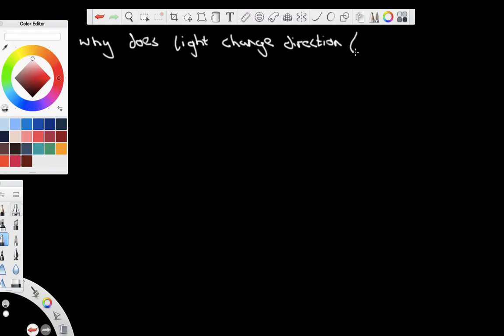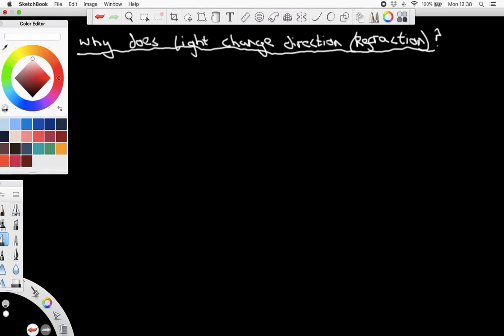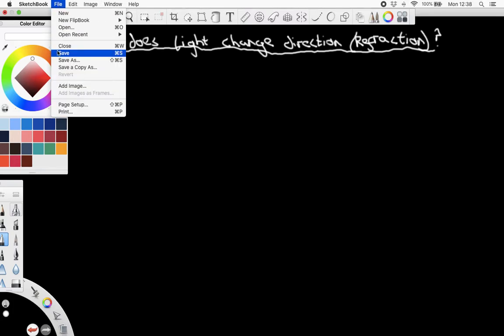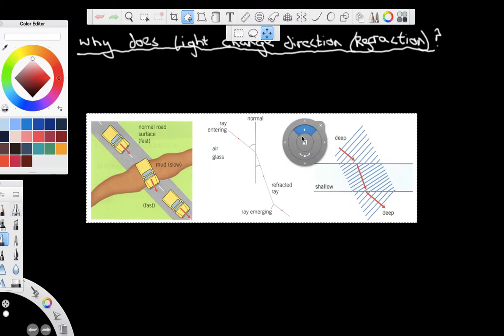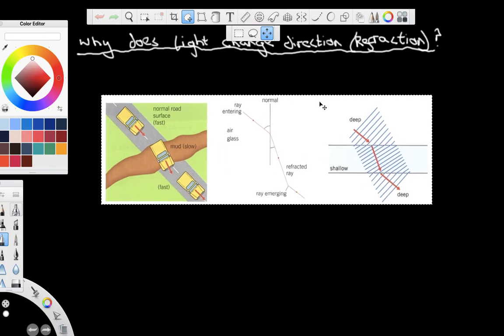And we can put in brackets refraction. So why does refraction take place? And we can underline it, and I'm doing my best. There we go, that's pretty good. So to help us think about this, I've got some more images. Again, all these images are found on the PowerPoint, which I have added to the Google Classrooms.